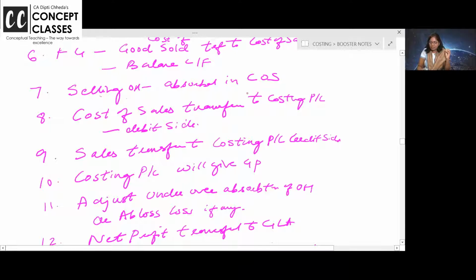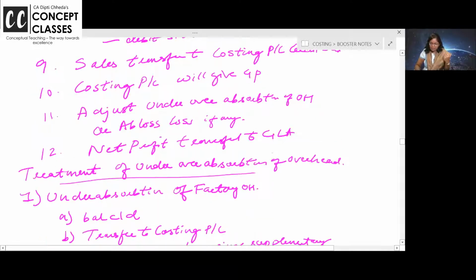Selling overhead is absorbed in cost of sales. Cost of sales is transferred to costing P&L debit side. Sales is transferred to costing P&L credit side. Costing P&L will give you GP. Adjust unabsorbed losses and all. And final profit transfer to GLA if it is non-integrated.